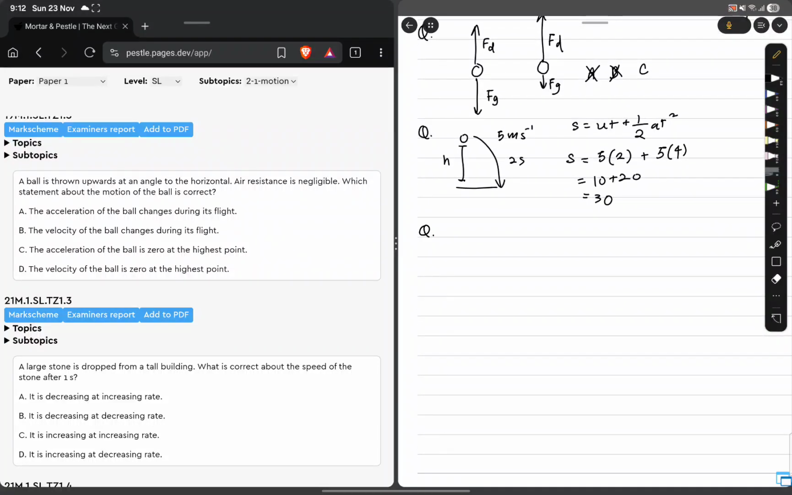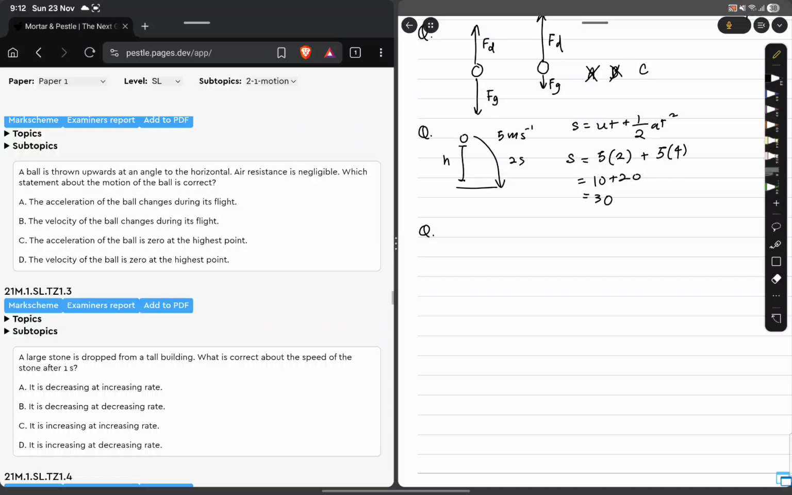So the next question says, a ball is thrown upwards at an angle to the horizontal. Air resistance is negligible. So it's not 90 degrees, it's at an angle. What statement about the motion of the ball is correct? The first option is that the acceleration of the ball changes. No, it doesn't.